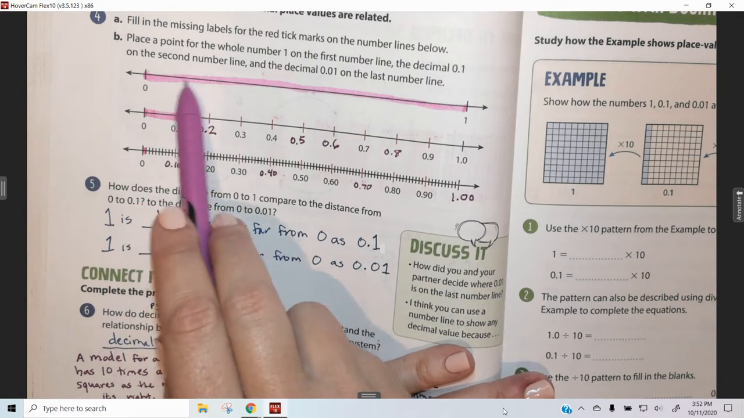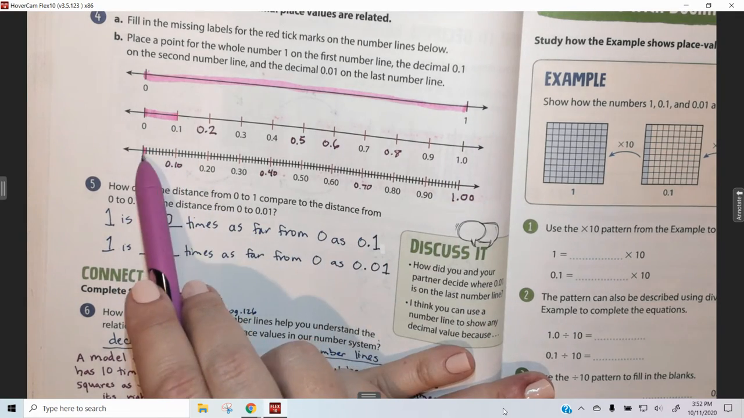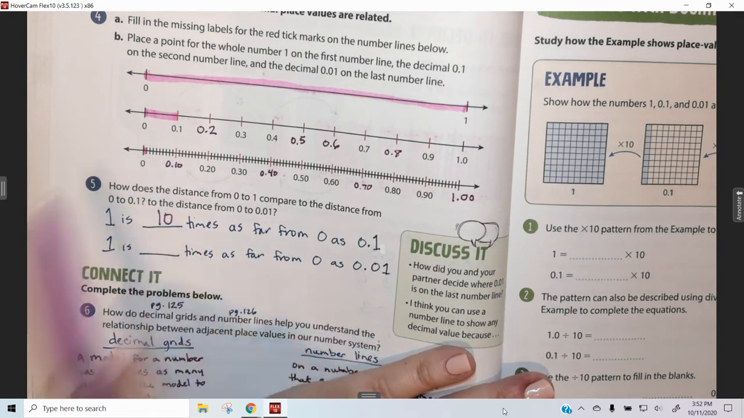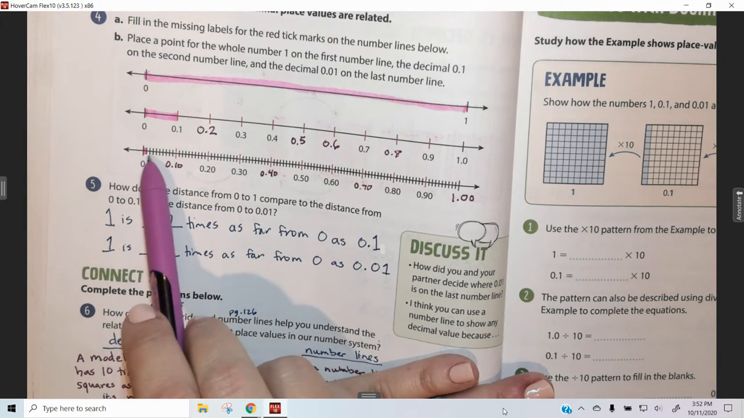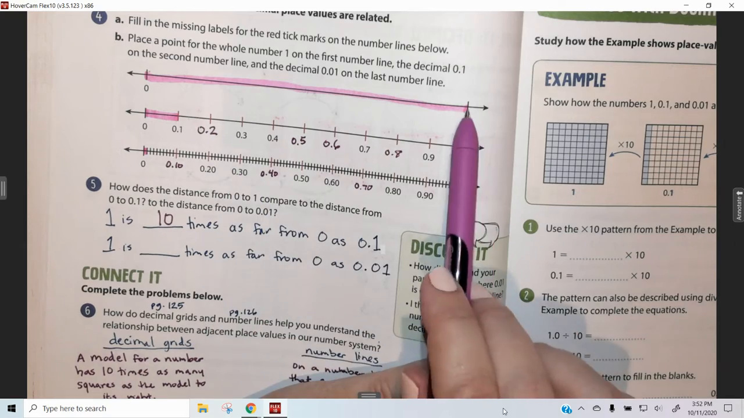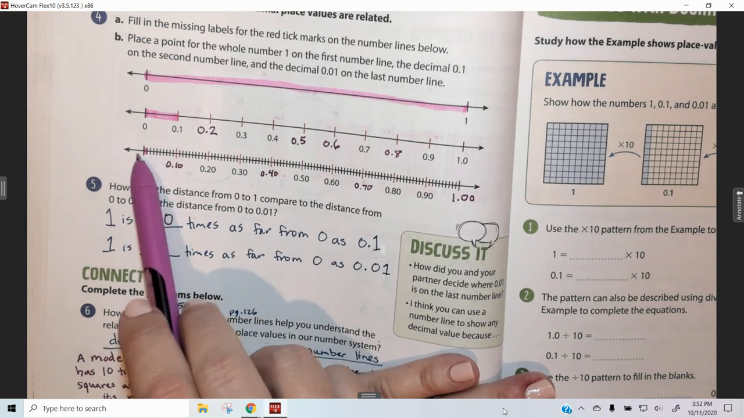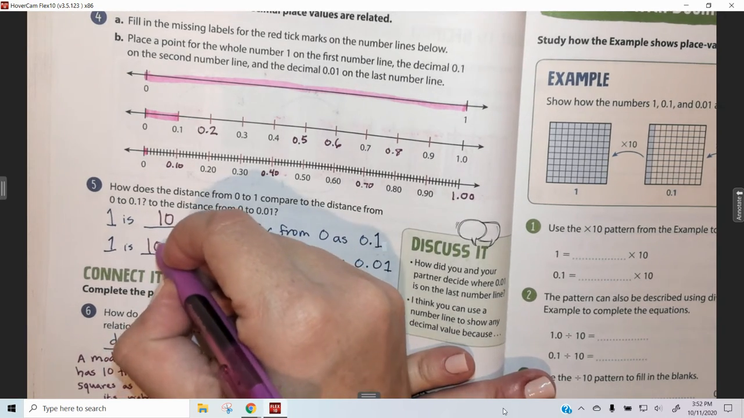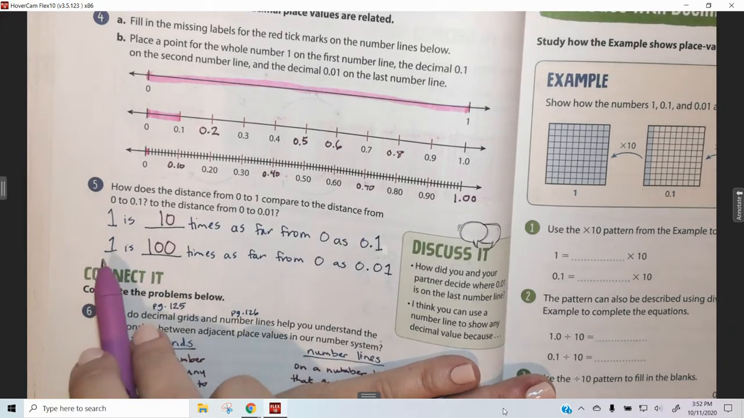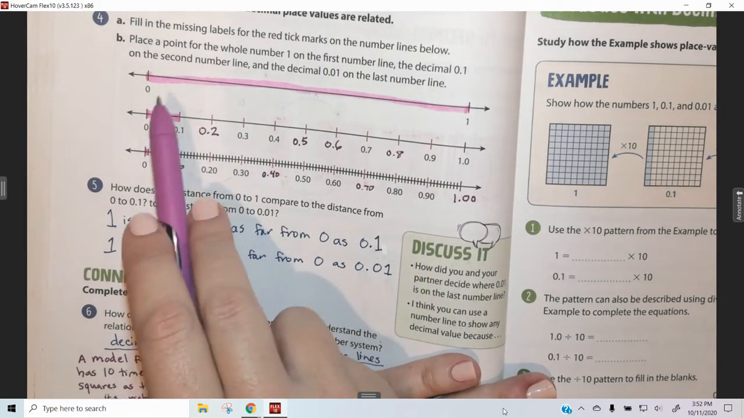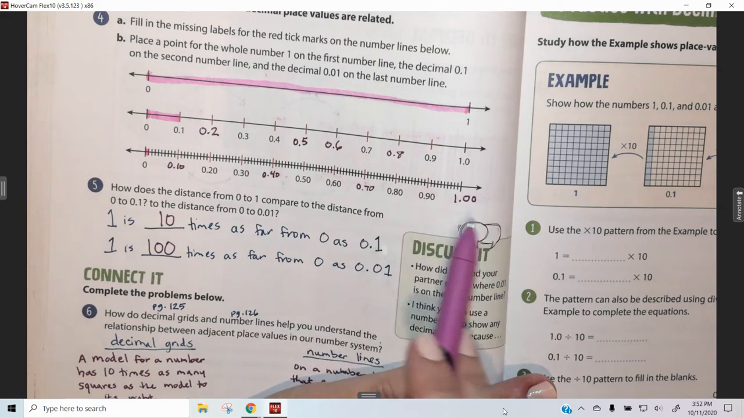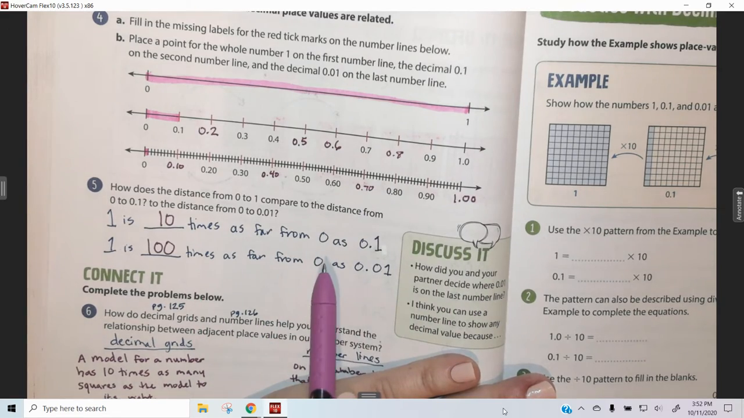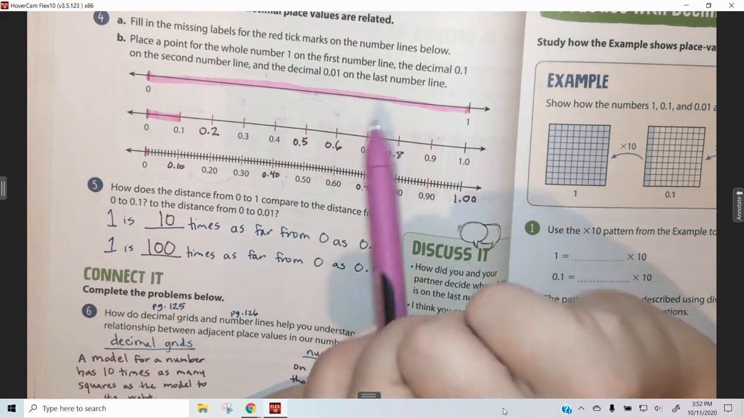How many times longer is this whole than this tiny little piece right here? How many of these tiny little pieces fill 1 whole? Or how many of these parts are there? That's right, 100. This one is 100 times as far from 0 as 1/100th.